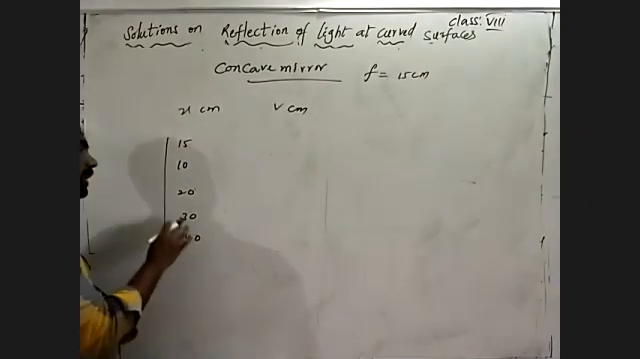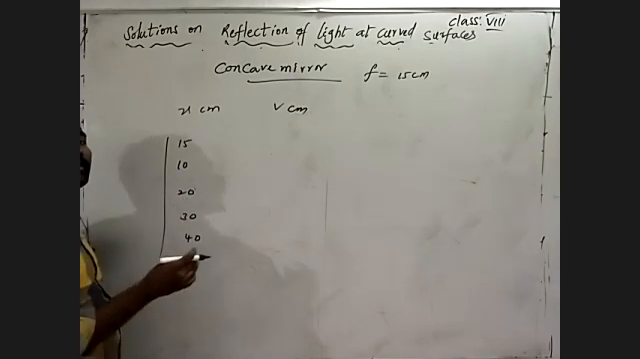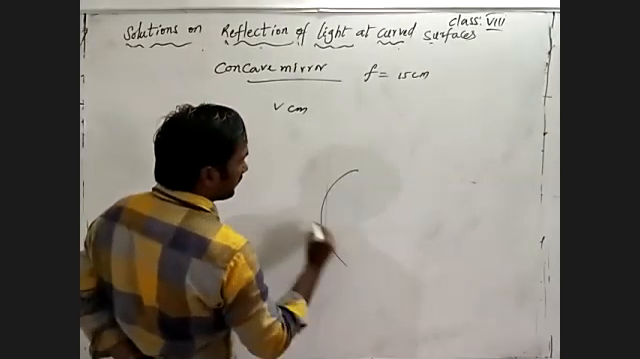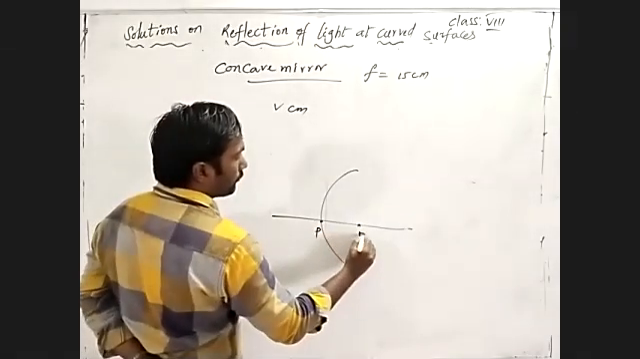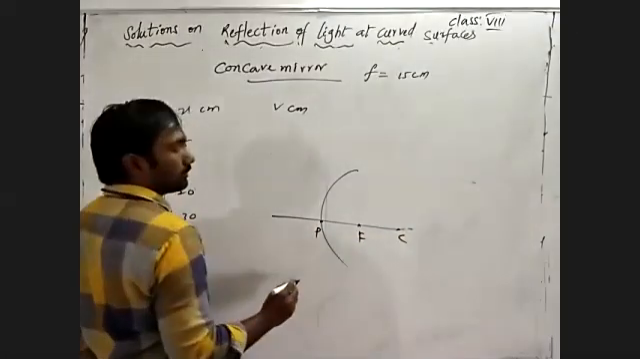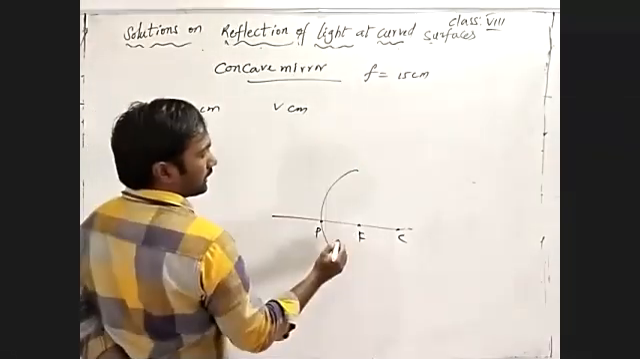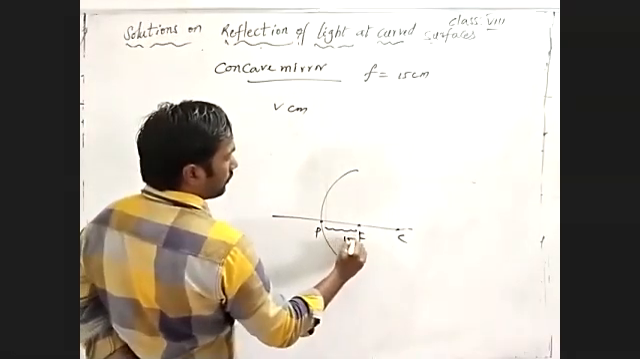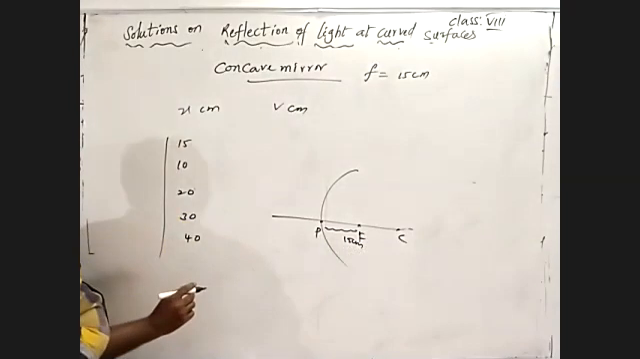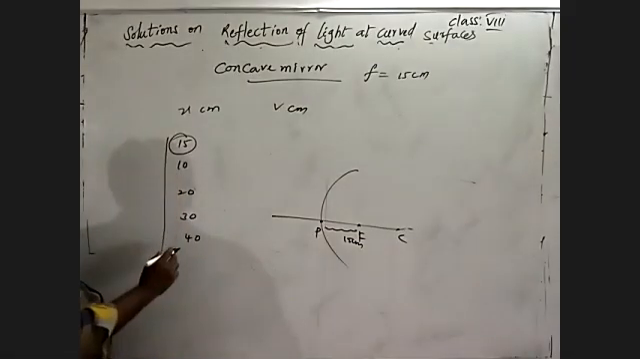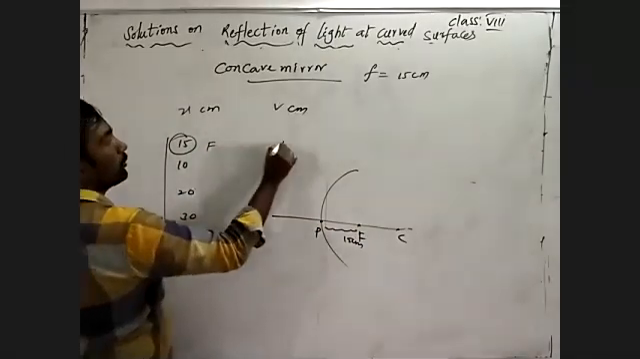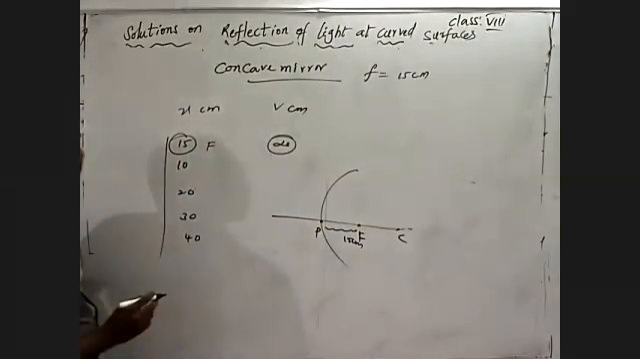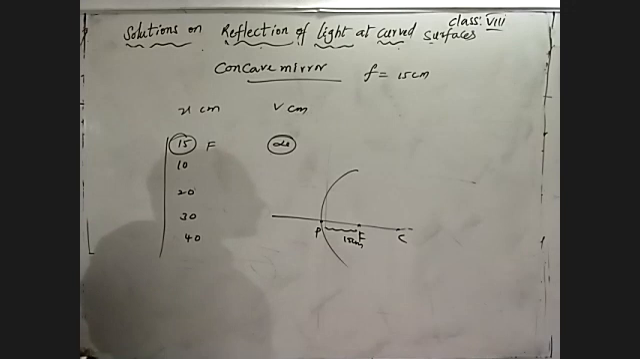By looking at these values only we can identify where the image will form. See here, this is a concave mirror, this is the pole, this is the focus and center of curvature. Focal length is 15 centimeter. So in the first situation, object is placed at the focus. On the focus, image should be at infinity. So it is an unknown distance, so you may get an infinity answer.